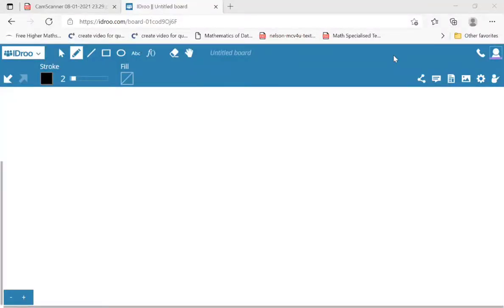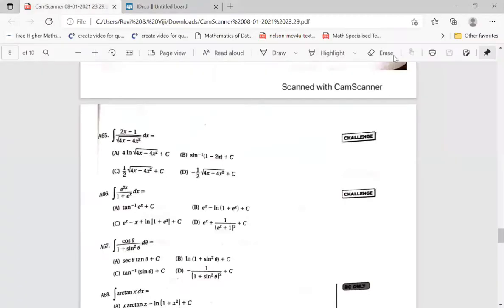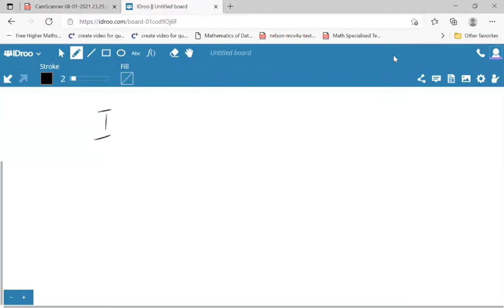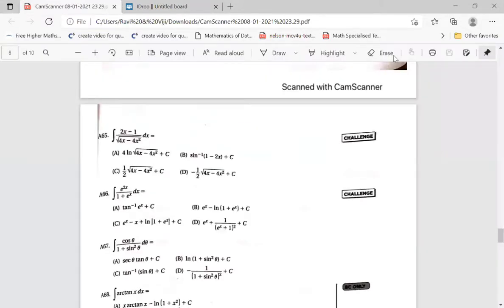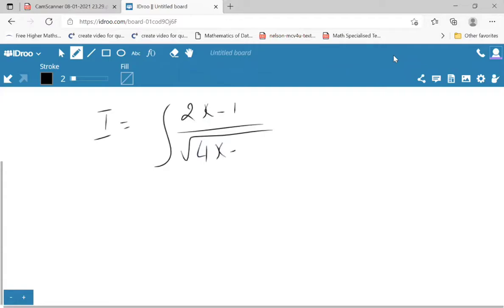Instead, let us try this way. Integration of I is equal to integration of (2x minus 1) by square root of 4x minus 4x squared dx. So what I'll do is I'll take this 4x minus 4x squared as t.